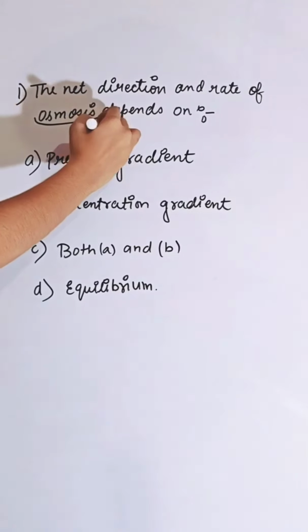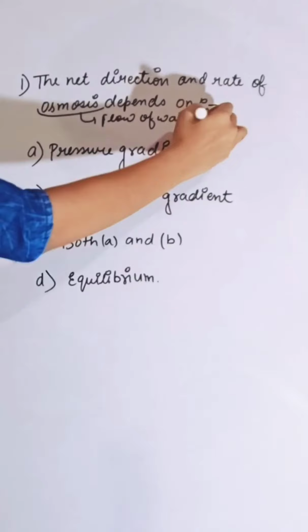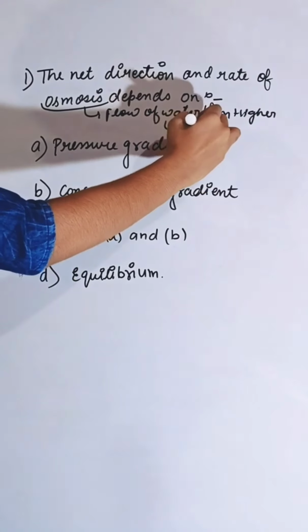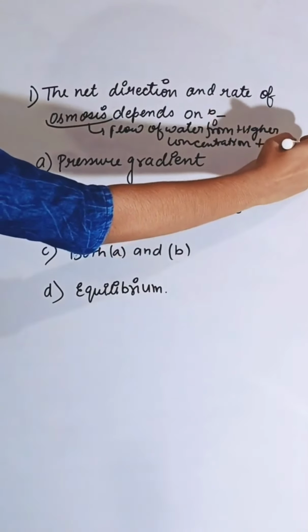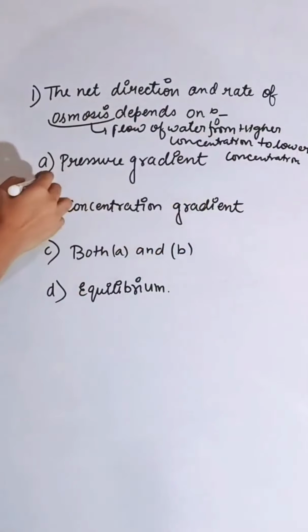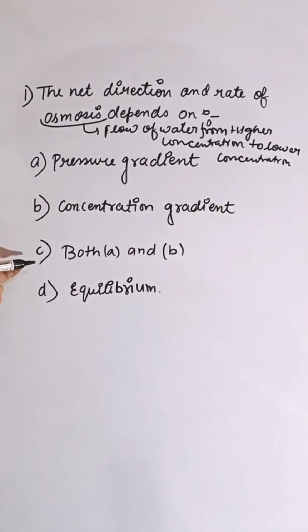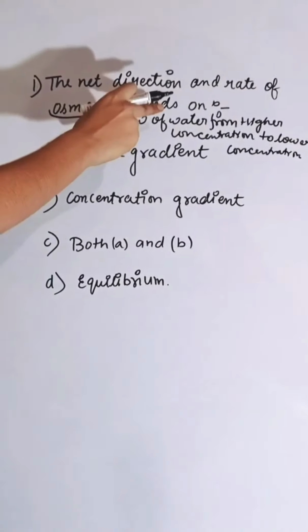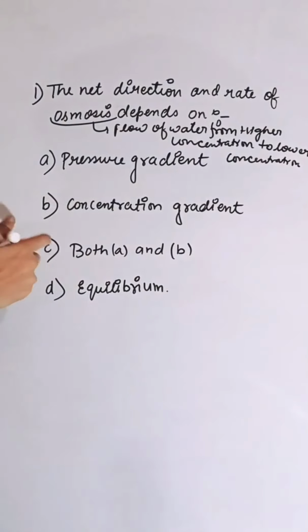The net direction and rate of osmosis depends on. Osmosis means flow of water from higher concentration to lower concentration. First option is pressure gradient, second is concentration gradient, third is both A and B, fourth is equilibrium. The net direction and rate of osmosis depends on pressure gradient and concentration gradient. So the correct answer is C.